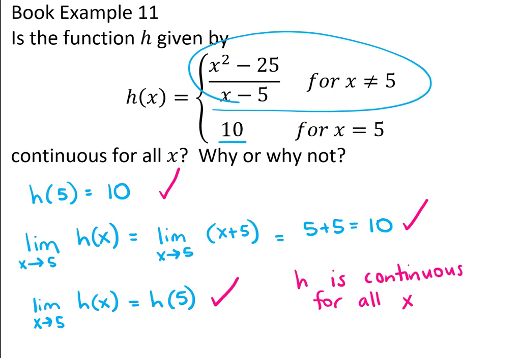One way that you might see this written sometimes is CTS. So you might see it written, h is continuous for all x. If you see that CTS, you know that's an abbreviation for continuous.